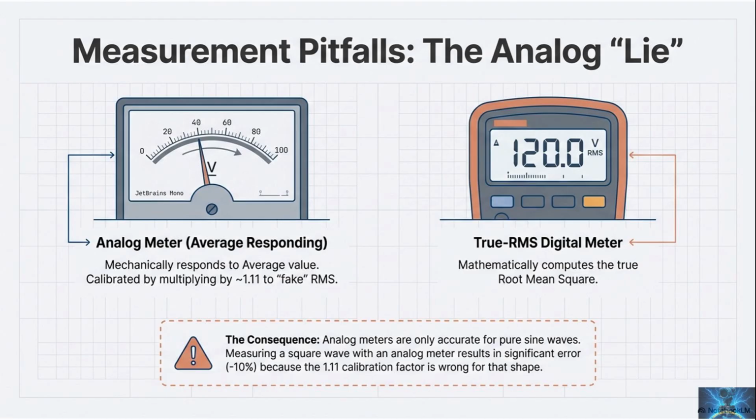Not all meters treat AC the same. Some analog meters are average responding, but calibrated to display RMS correctly, only for a clean sine wave. If you measure a non-sine waveform with that type of meter, you can get a seriously wrong answer. A true RMS meter actually computes RMS properly, so it stays accurate across many waveform shapes, which matters a lot in modern systems with drives, switching supplies, and chopped waveforms.